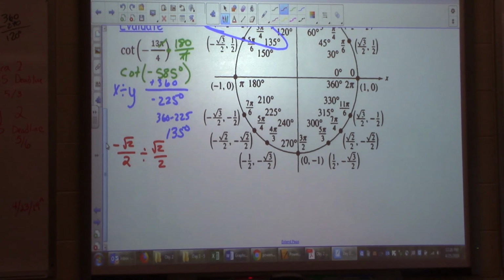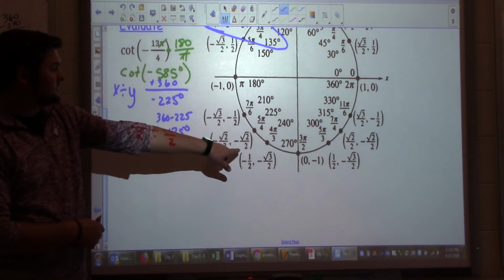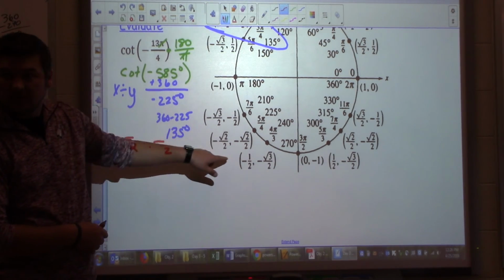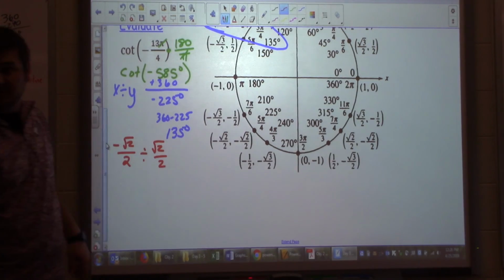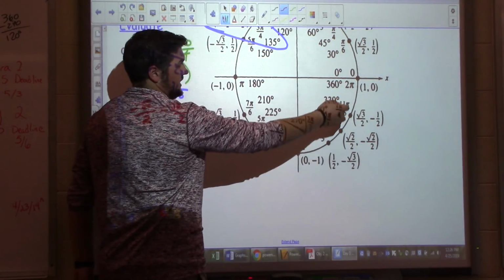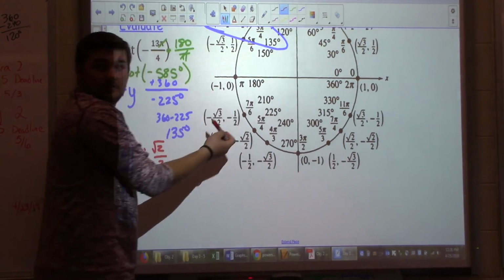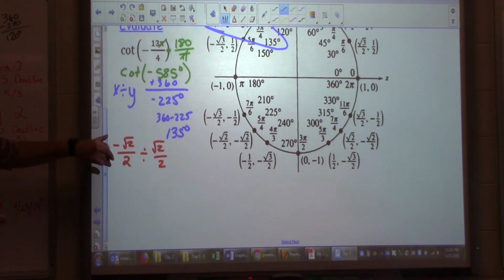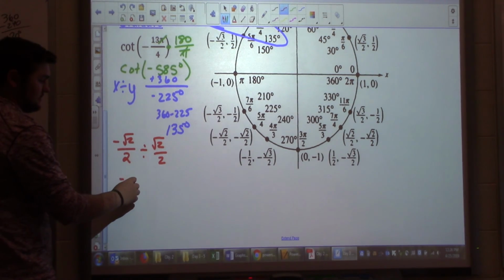Why can't you just look at 225? Because that's not the same. That's negative 225, so I'd be going from here down 225. Oh, okay. Right?